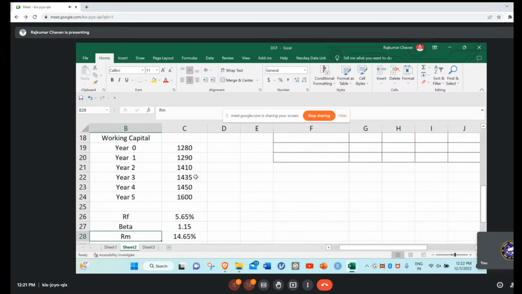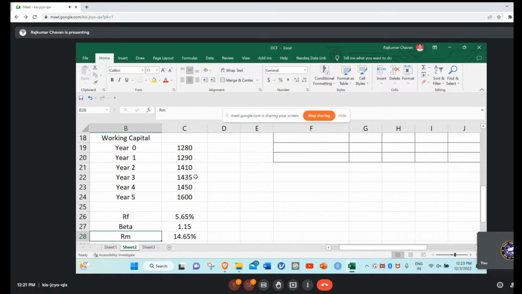Now you see, working capital at the beginning of the year. But remember, the heading is changes in working capital. Less or add, changes in working capital. Changes means what? How much change happened from previous year to current year? Whatever the difference is, that difference is called changes in working capital.